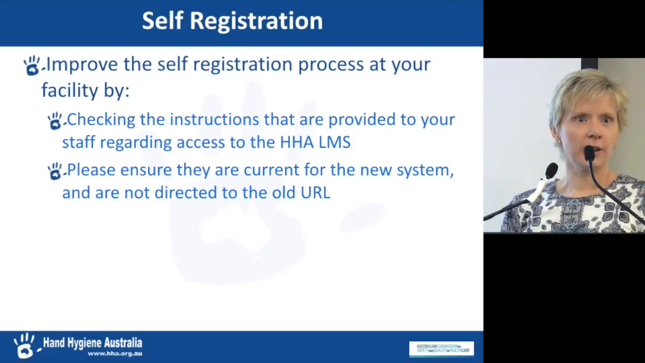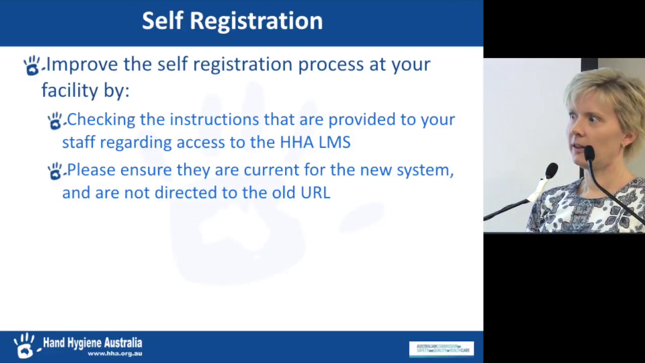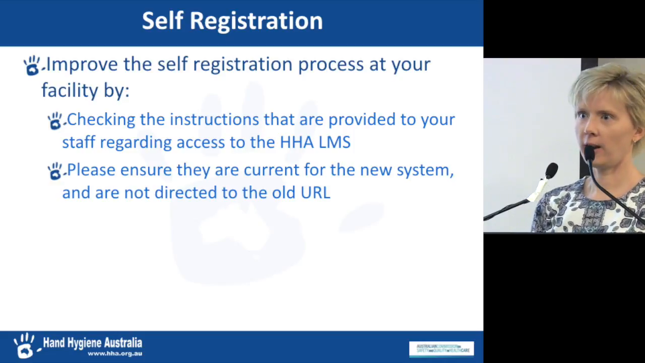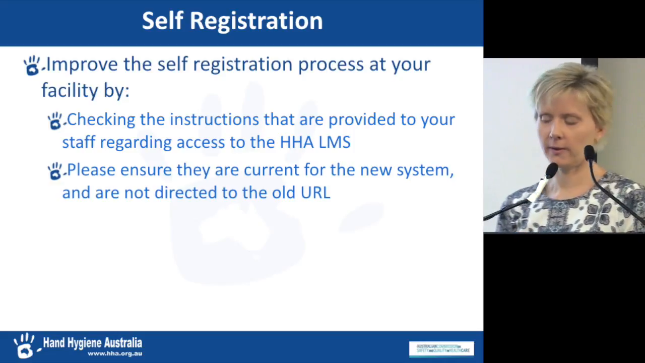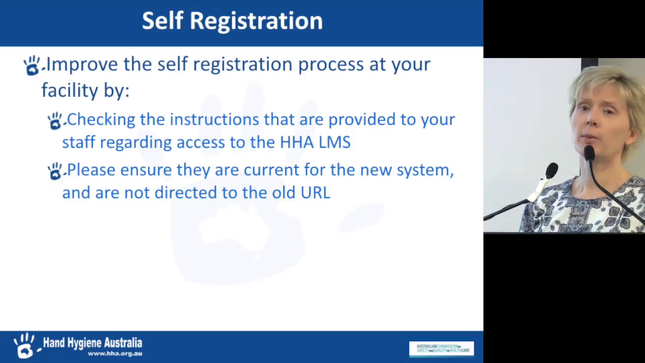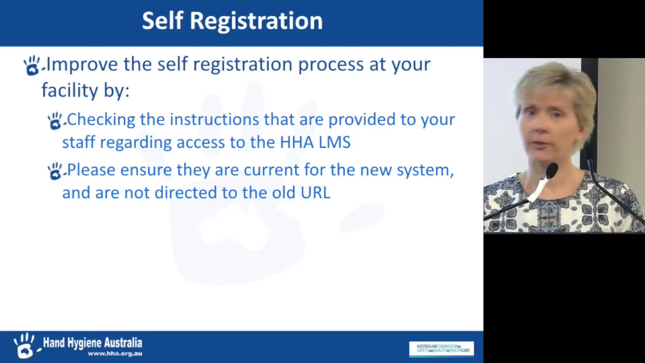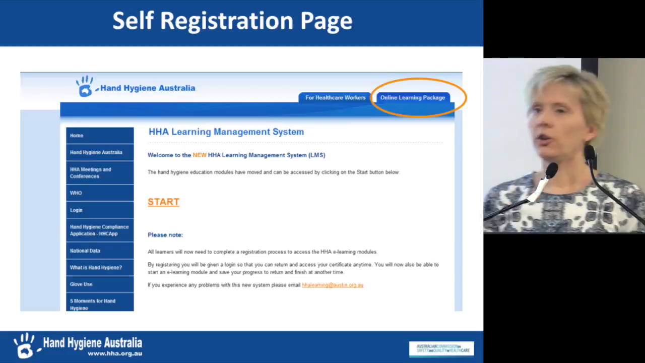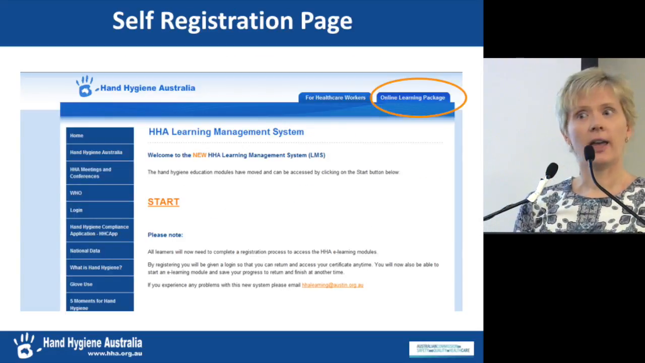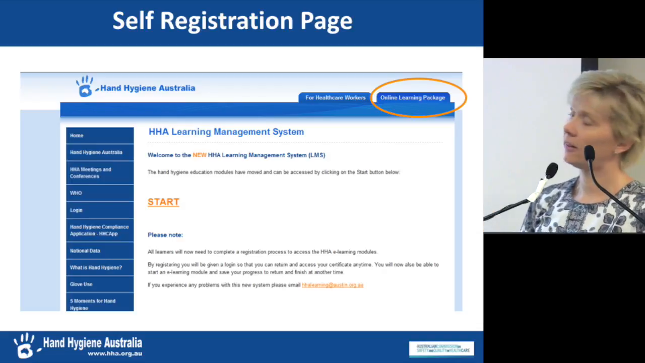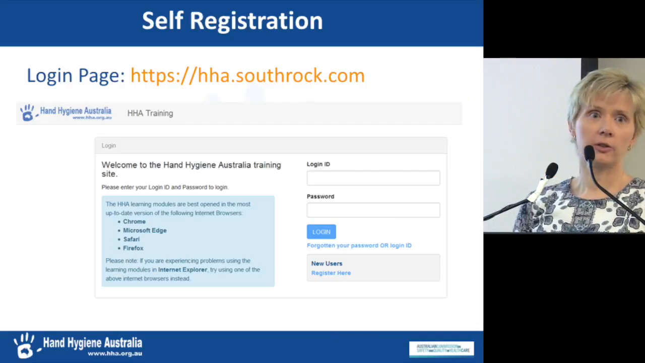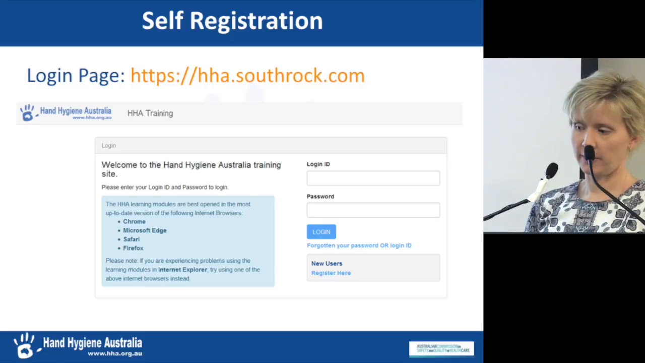So some troubleshooting for your own organisations is to check where you are directing your users to. If you're asking people to do the hand hygiene learning management system and to complete a module, then please check where you are directing them to, because some people are still directing to the old URLs. You can direct them in 2 ways. You can direct them via the Hand Hygiene Australia site and selecting the online learning package tabs, or you can direct them straight to the login page for the learning management system.